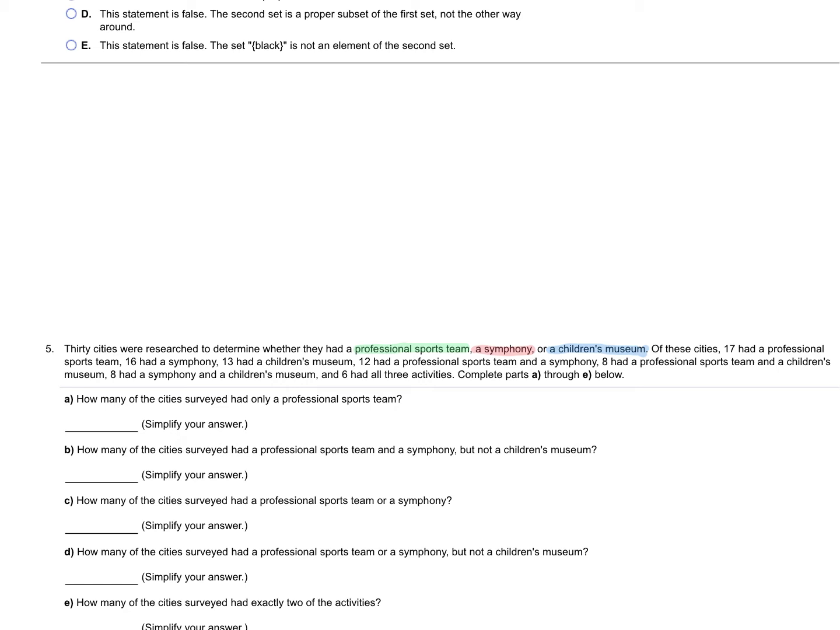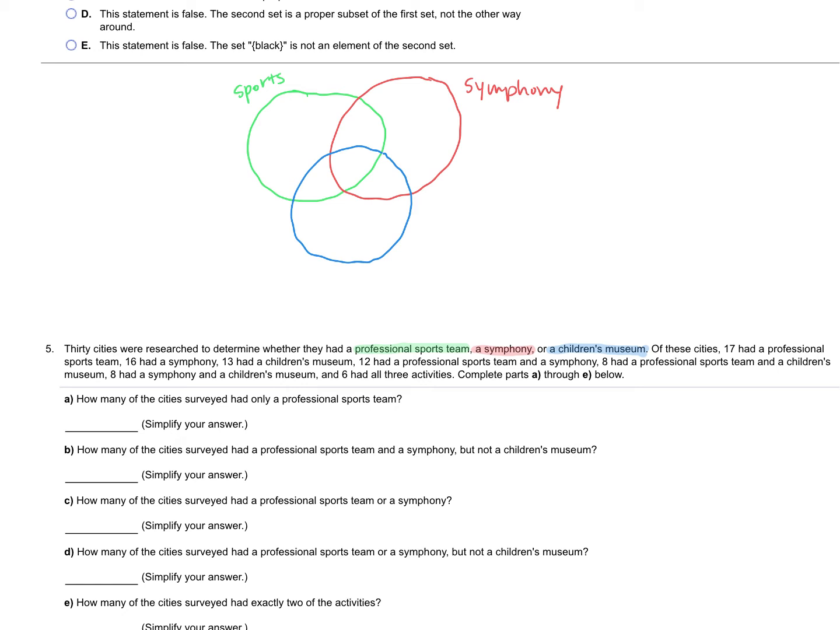All right, so let's see. I'm going to have, this is going to be the sports team. And then I have the symphony. And obviously these are not very good circles, but, you know, close enough. Okay, and then I've got the Children's Museum. Okay, so you can see now, hopefully, anything that's going to be in the green circle is going to be in the sports. Anything that's in the red circle is going to be in the symphony, and anything in the blue circle is going to be the museum.